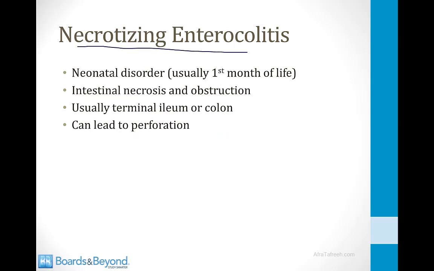Necrotizing enterocolitis is a neonatal disorder that usually occurs in the first month of life. It usually occurs in a preterm or low birth weight baby. Babies who develop this have intestinal necrosis, and this results in obstruction. It usually occurs at the terminal ileum or in the colon, and if left untreated, it can progress to perforation.